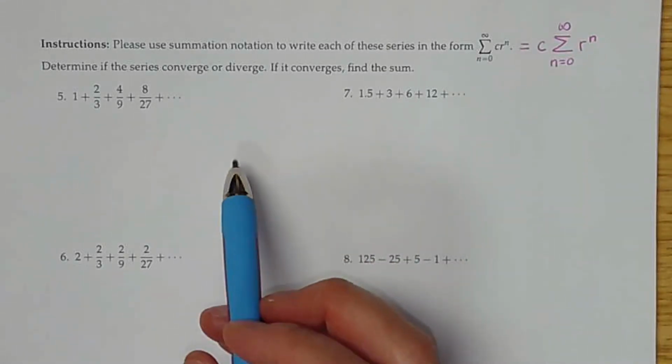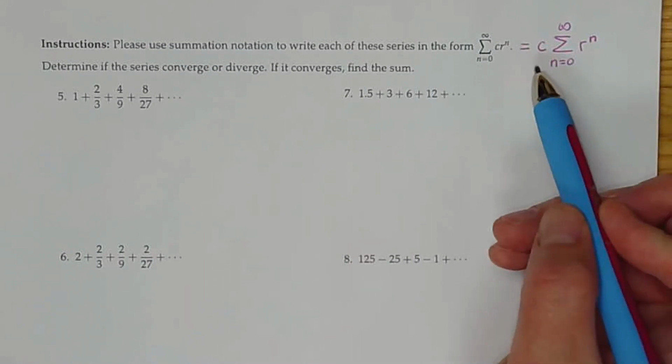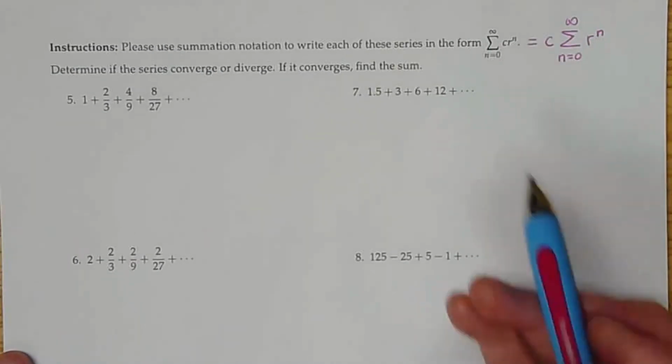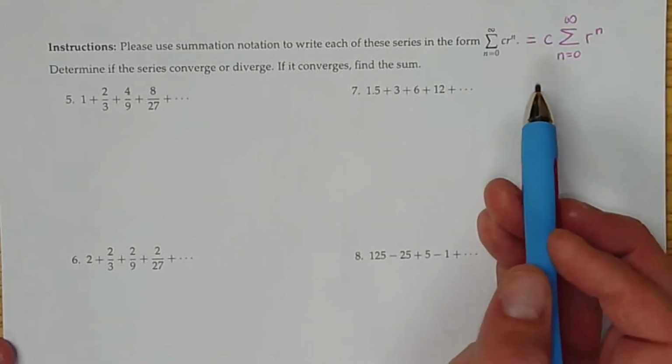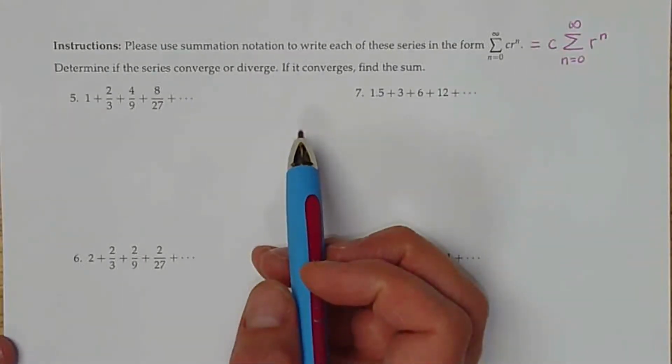We're going to rewrite each one of these in summation notation. Either one of these is fine. I usually put my constant out in front, so that's probably how I'll end up writing it, but either way is fine. And then once we've written in summation notation, we'll determine if the series converges or diverges, and if it converges, we'll find the sum.